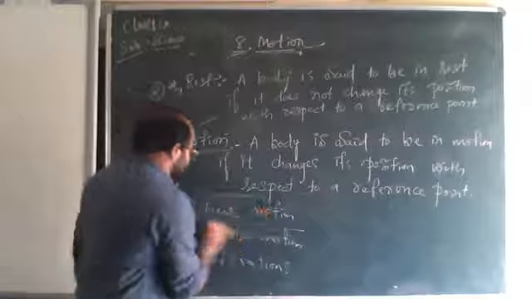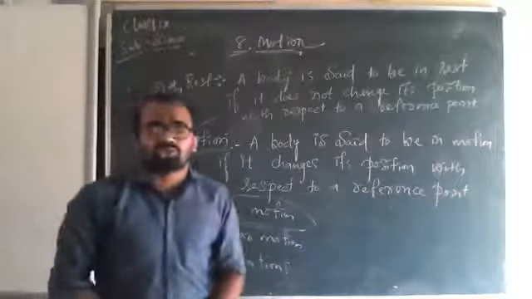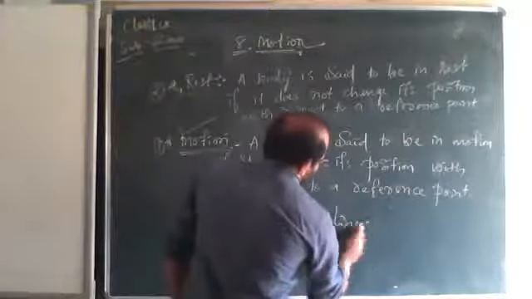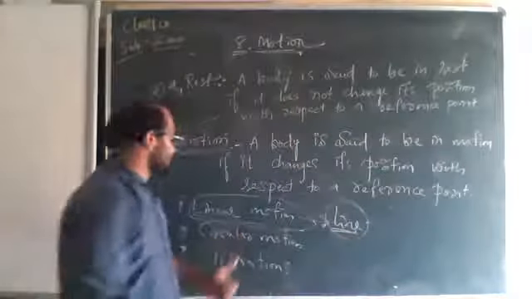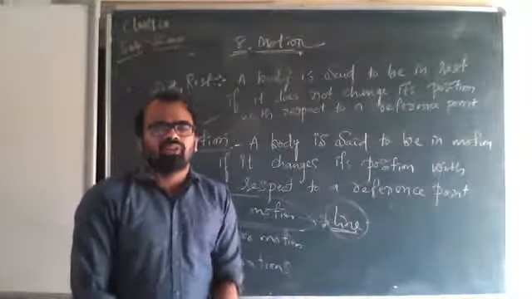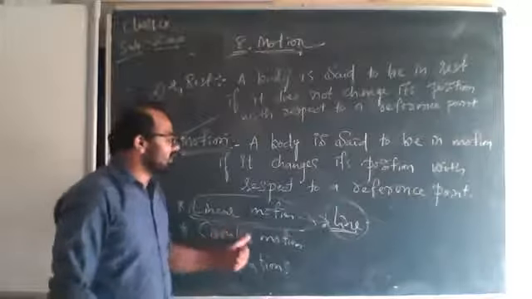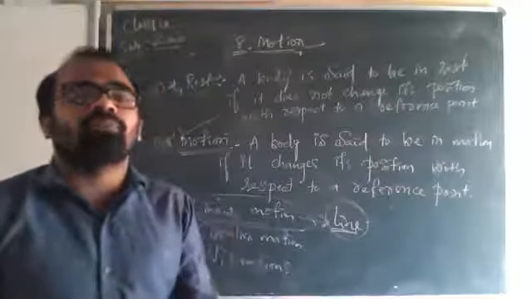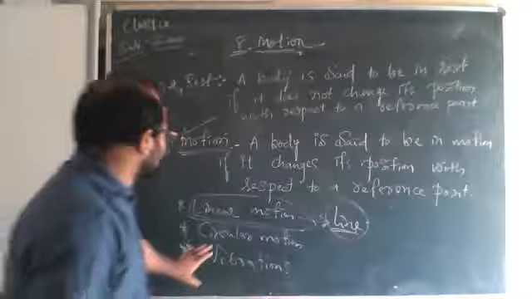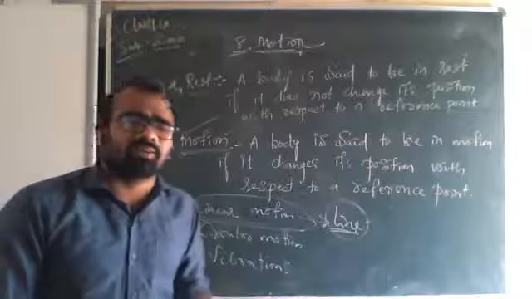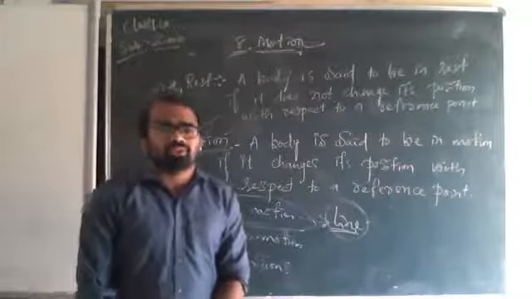See, linear motion. What is linear motion? Linear itself indicates that it is a line. If the motion is along a straight line, then we have to say it is linear motion. Very easy. If the motion is along a circular path, then we call it circular motion. Vibrations are nothing but, if the motion is under vibrations, we say it is a vibration.